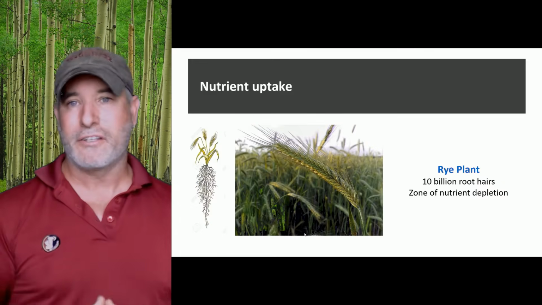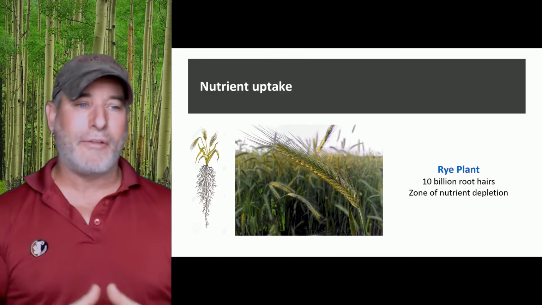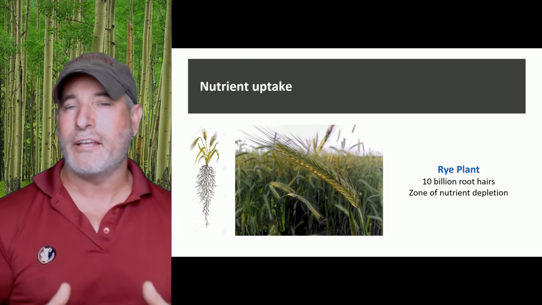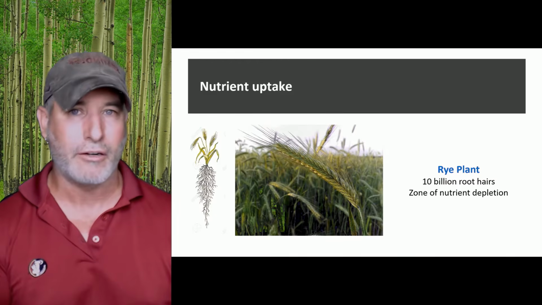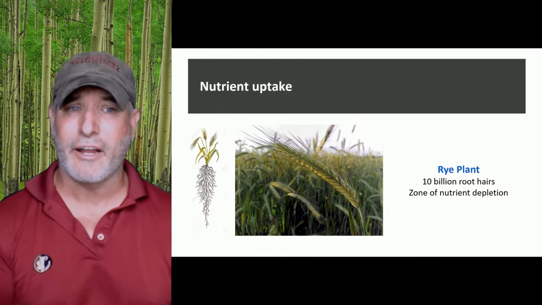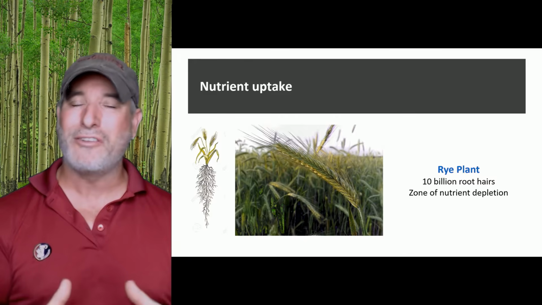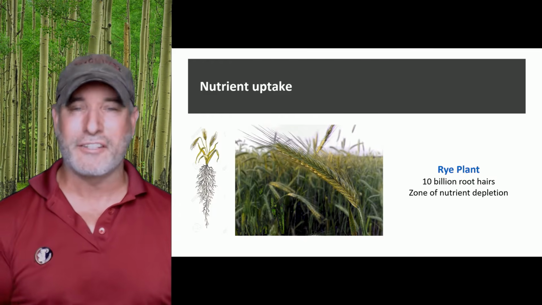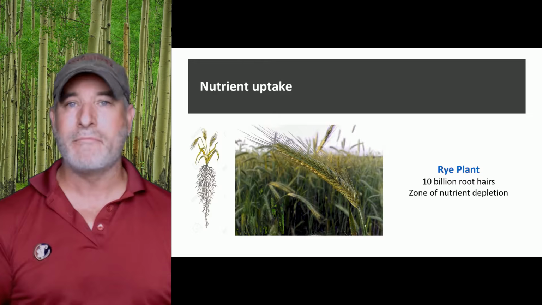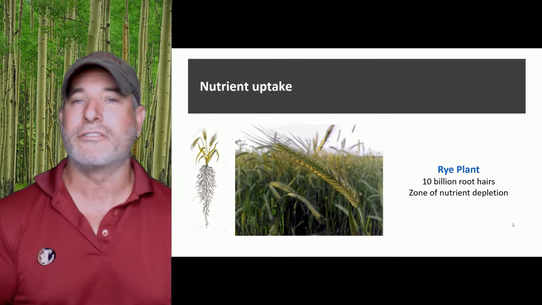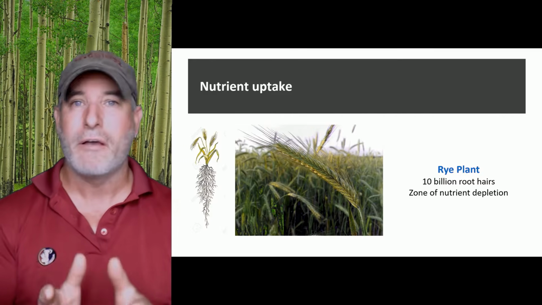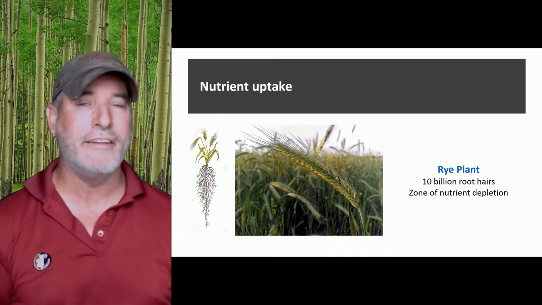And think about this, a rye plant. These rye plants might have as many as 10 billion root hairs. That's a lot of root hairs. And this creates a zone of depletion around those hairs where they're mining these nutrients out of the soil. And in my last lecture, I talked about those: nitrates, phosphates, potassium, calcium, magnesium.